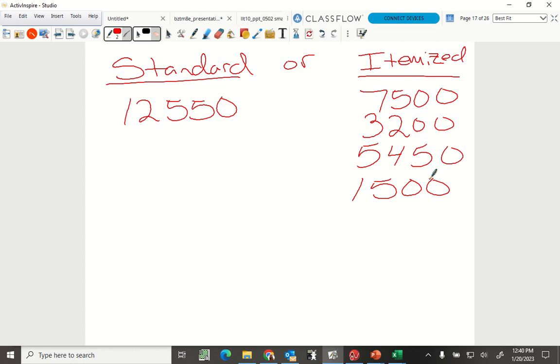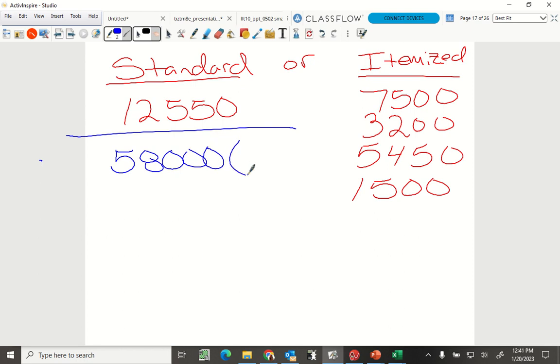Okay, if it's more than 7.5% of the adjusted gross. So we need to calculate this. Let's see. My gross was how much? Adjusted or total? Adjusted, right? 58,000 times 7.5%, right? So 0.075.